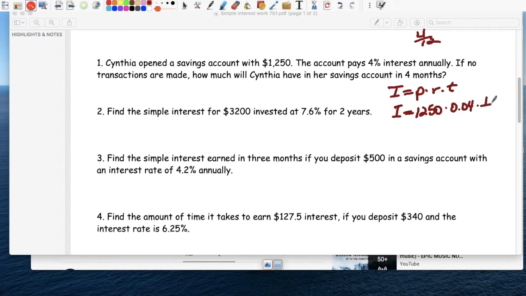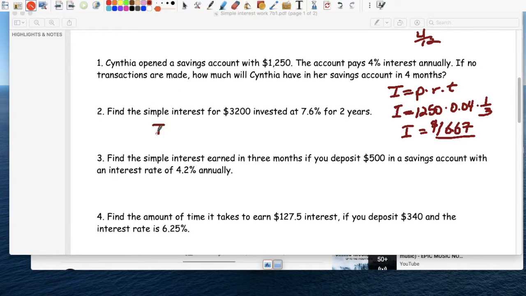Or you can use 1/3. So 1,250 times 0.04 times a fraction of 1/3. And that should give us $16.67 rounded. These questions look very, very similar. Okay. Find the simple interest.